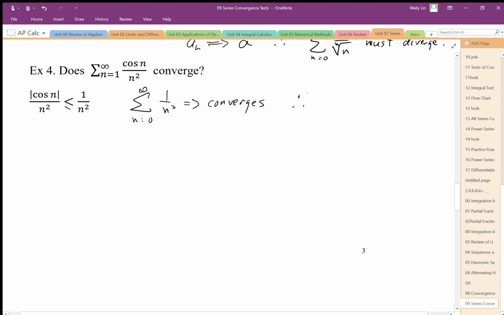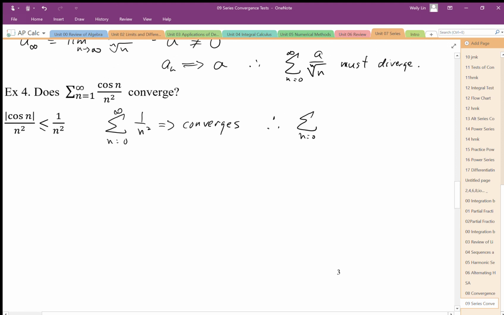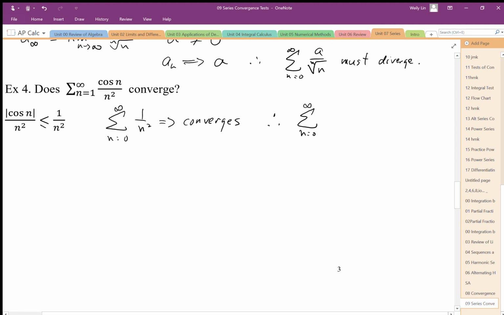Therefore, we can make the conclusion then that since the cos n over n squared is smaller, that must also converge. Okay, so by this comparison, we haven't done any real formal math here, but by comparison, we know that this also converges. Okay, so this is a comparison. We're just comparing one to the other.